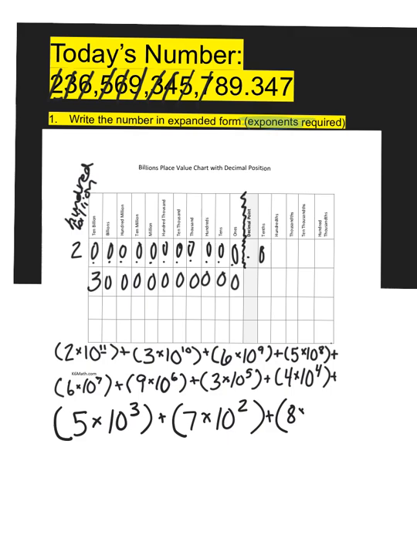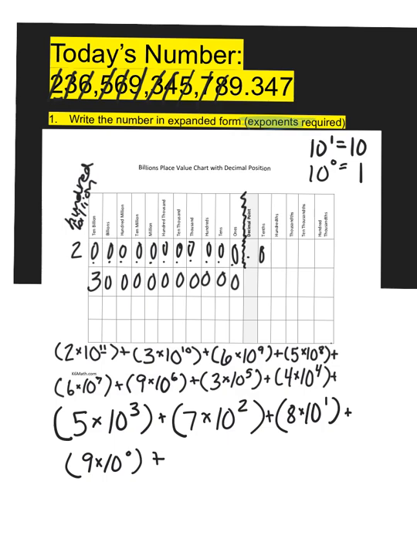plus 8 times 10 to the first power. 10 to the first power has a value of 10, plus 9 times 10 to the 0 power. 10 to the 0 power has a value of 1. So that's 9 times 1, or just 9 units of 1.